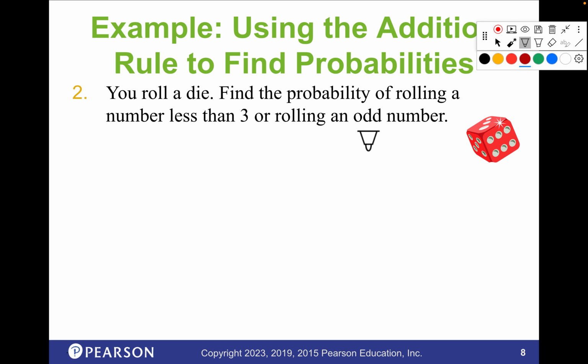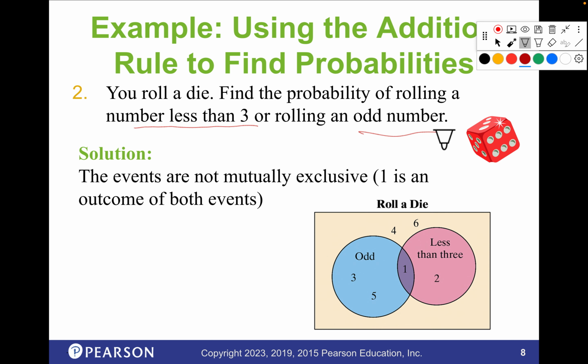Okay, now this, you roll a die, find the probability of rolling a number less than 3, so that's one event, or rolling an odd number. Can we roll a die and get a number less than 3 and an odd number at the same time? Yes. Which number is it? 1. Not 3 because it has to be less than 3, right? So that would be 1 is the odd one. So there is this overlap.